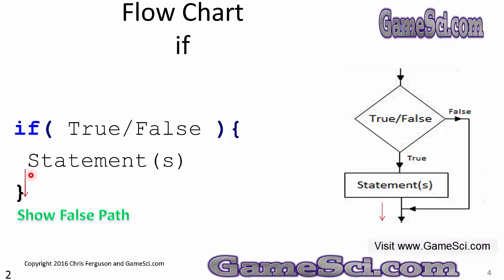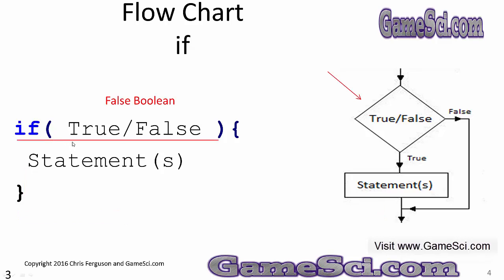When it's done, I will leave the if portion of the code and continue on with the program, and that's what this arrow is showing you here. After the block of statements executes one time, I will leave the if statement. Now let's run through this again and let's show the false path this time. What happens when this condition is false?